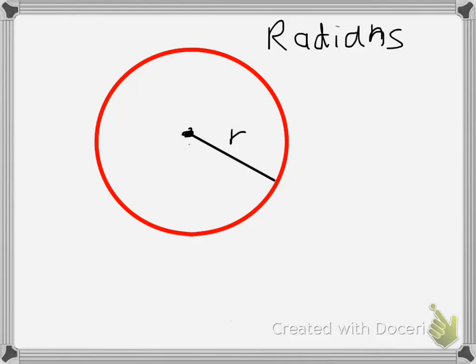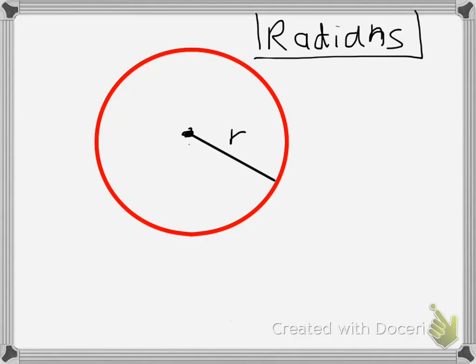Hi, so in this video we're going to learn about something called radians. Radians are a way of measuring angles, just like degrees are. So you can measure an angle in radians as well as degrees. So today we're going to learn about radians.